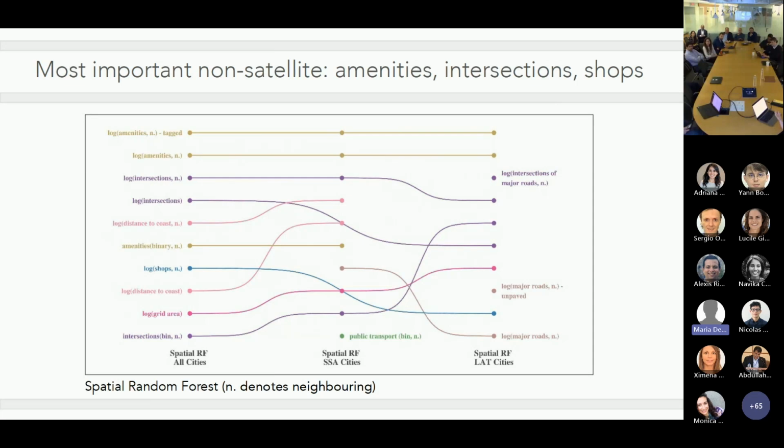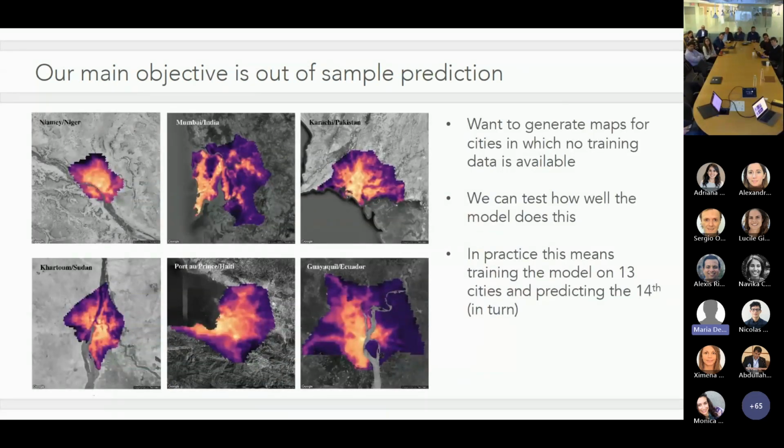Okay, and then if we look at the most important variables, when we constrain ourselves to the prediction that used only the OpenStreetMap data, we see amenities, as we've seen, but also street intersections and the density of shops. So they would be the top OpenStreetMap variables driving the prediction in that case.